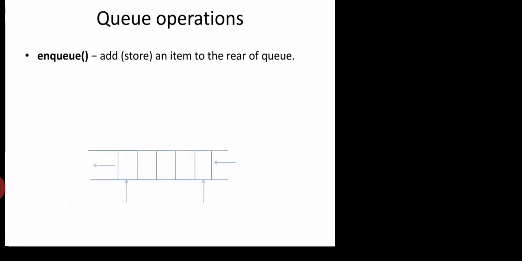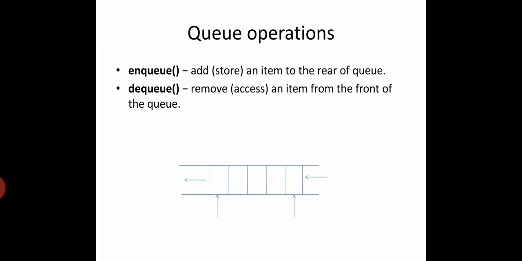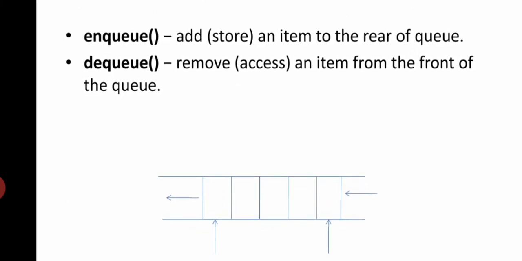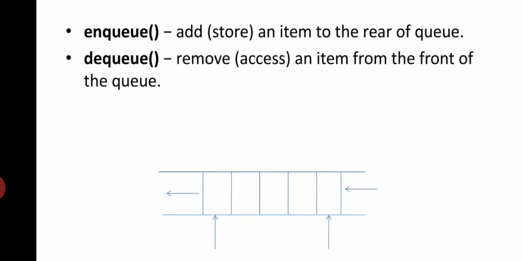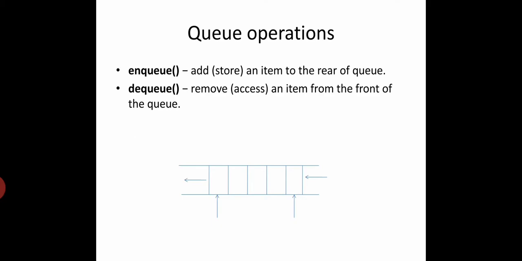Then what is the other operation? The other operation is Dequeue. Dequeue means remove or access an item from the front of the queue. You can delete the item or access the item at the point which is pointed by the front of the queue. Okay, that is the difference between Enqueue and Dequeue. Enqueue is performed at the rear end of the queue. Dequeue is performed at the front end of the queue.